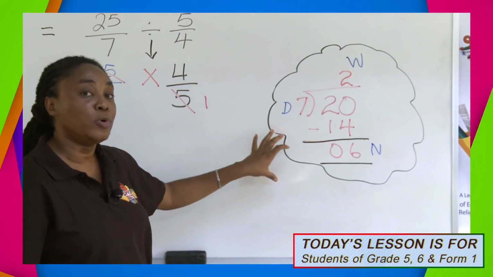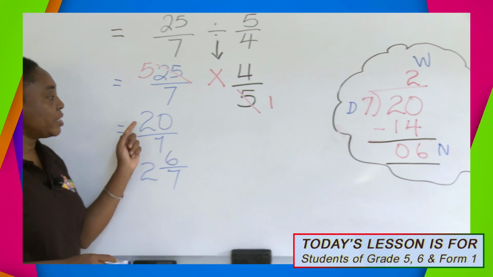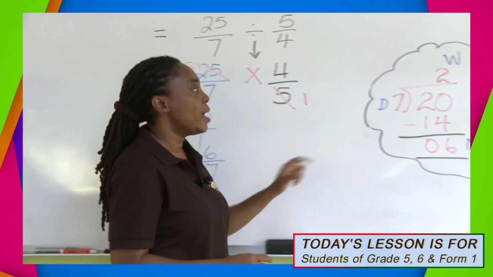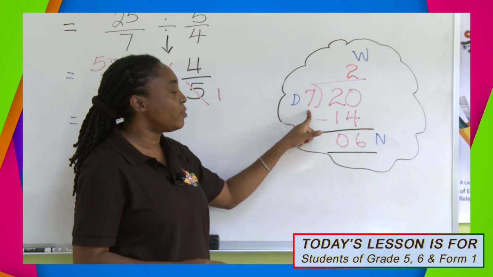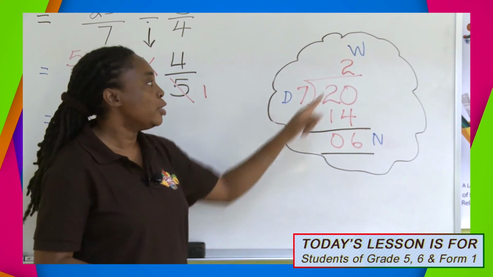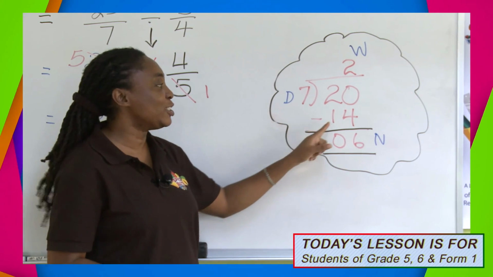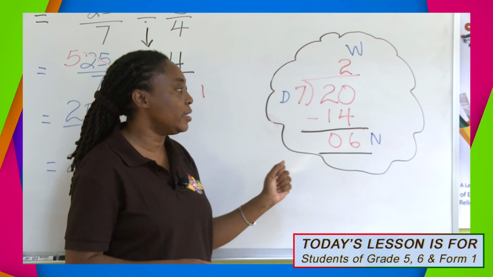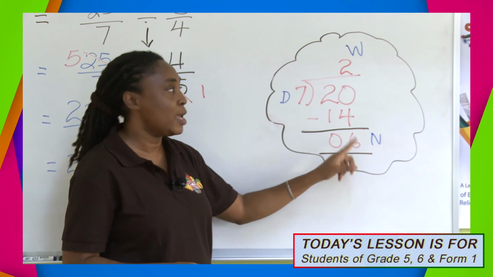So let us go through the working. Now remember, this is saying 20 divided by 7. 7 into 20 will give us 2. 2 multiplied by 7 gives us 14. When we subtract 14 from 20, we will have 6.